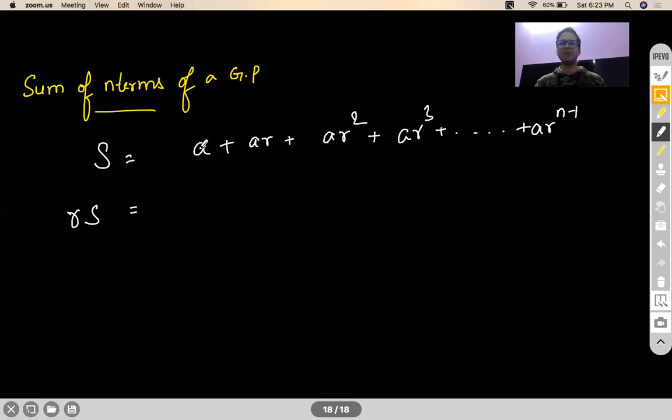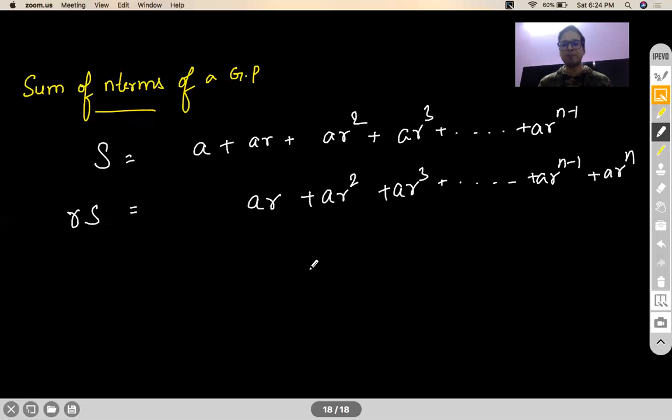So if you multiply a with r, you'll get ar. Let us write it one shifted to the right. If you multiply ar with r, you get ar square. Again, let's write one shifted to the right. This will be ar cube, and so on till we get something like this. Okay, so what I did, again, I would like to repeat. The entire series, I started multiplying with r. r is the common ratio. And the terms that I obtained after multiplication with r, I wrote it one shifted to the right.